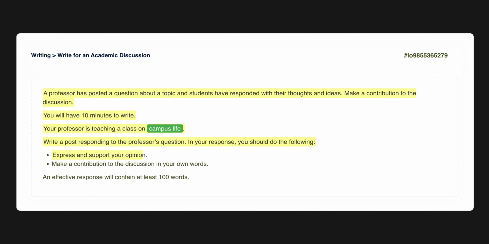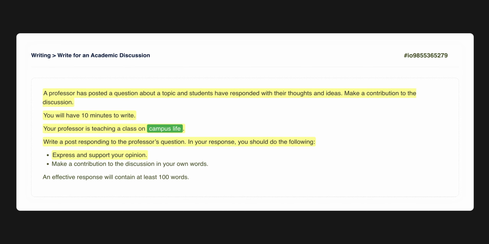Express and support your opinion. This is the core of your writing score. You must clearly state what you believe, and, most importantly, explain why. Using reasons and examples to back up your claims shows the examiners that you can develop an argument logically and persuasively. Make a contribution to the discussion in your own words.